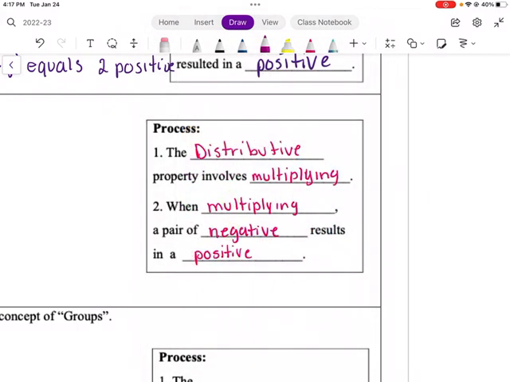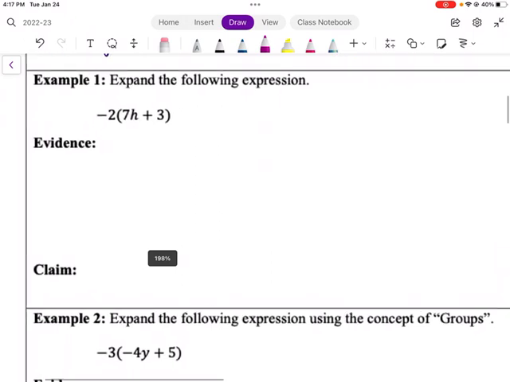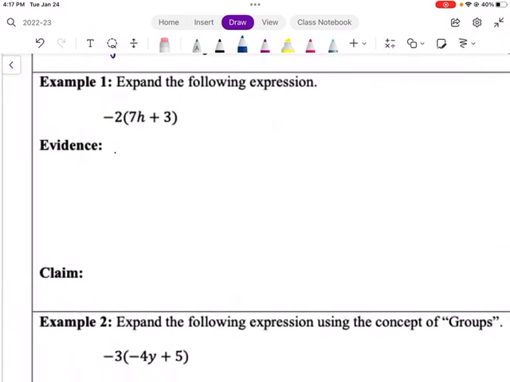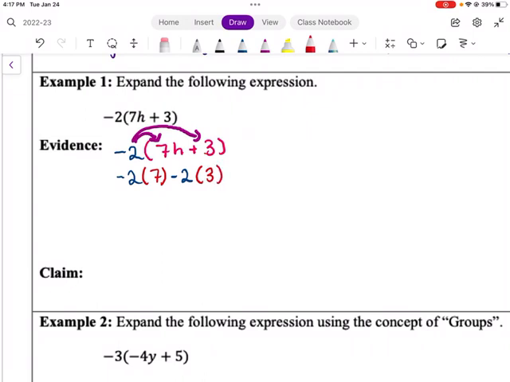So that means that I'm going to distribute this right here. I have -2 times 7h plus 3. And I'm going to distribute, which means I'm going to multiply -2 times 7h. So it's going to be -2 times 7h. And then I'm going to multiply again -2 times 3. So it's -2 times +3. And then don't forget your h. Yes, I know, I forgot it right here.